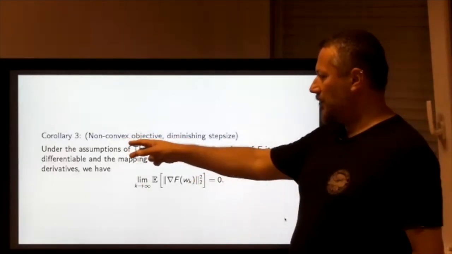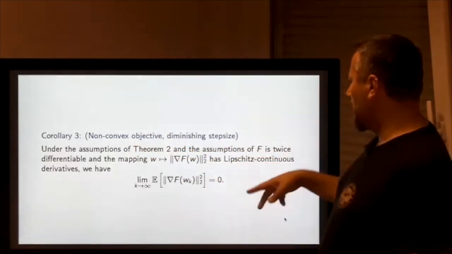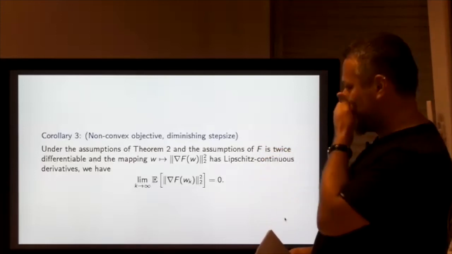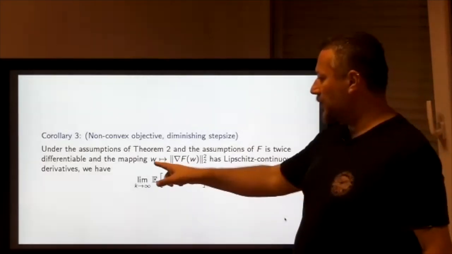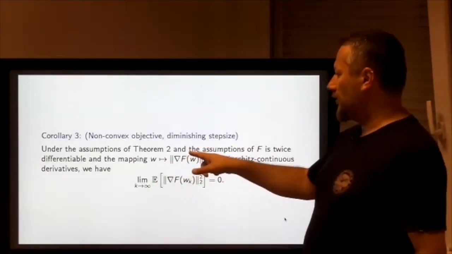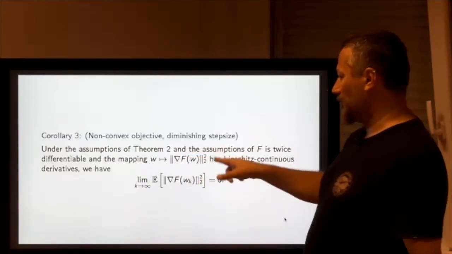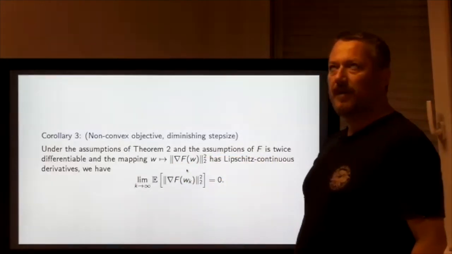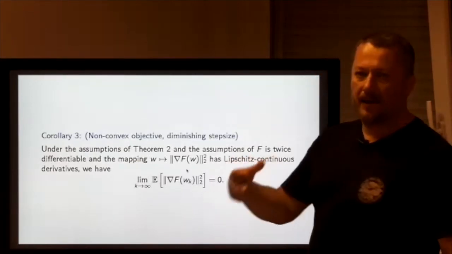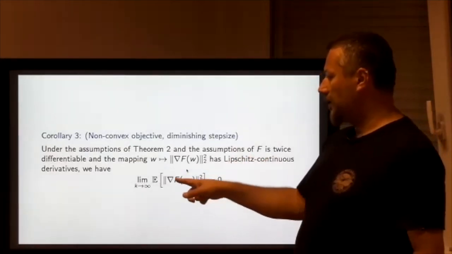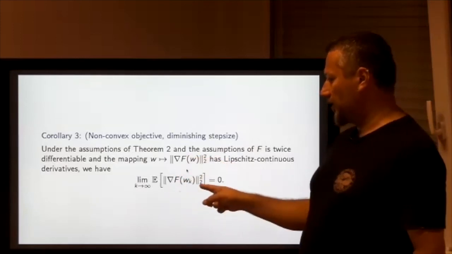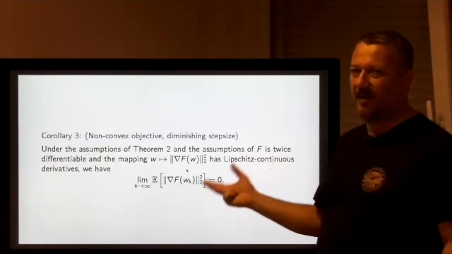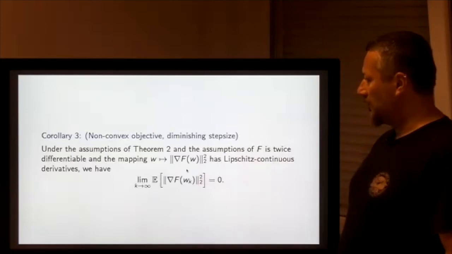So under the assumptions of theorem 2, and an extra assumption that f, the objective function, is twice differentiable, and this mapping, which takes omega to the gradient of f of omega norm squared, is also assumed to be Lipschitz continuous. Then under these extra assumptions, we can say that the expected value of the norm of the gradient goes to 0. So this is a stronger result, but we need more assumptions. So let me prove this.